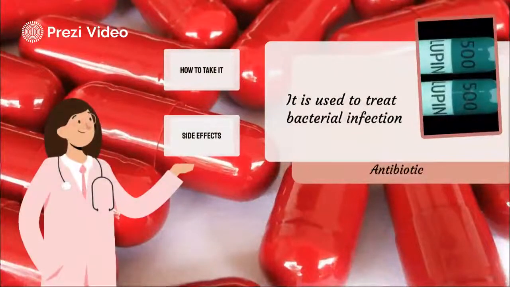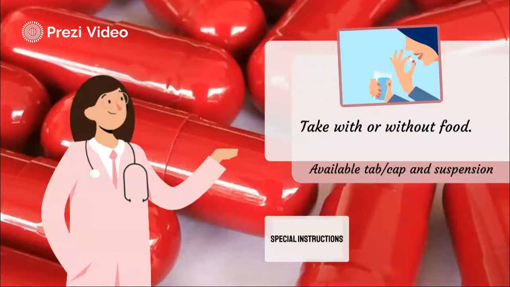So what is cephalexin? It's an antibiotic that is used to treat bacterial infection of the lungs, ears, skin, bones, the bladder, and the kidneys. Cephalexin is available as a tablet, capsule, or a suspension liquid. You may take this medication with or without food. With the suspension, there are some special instructions on how to take it.